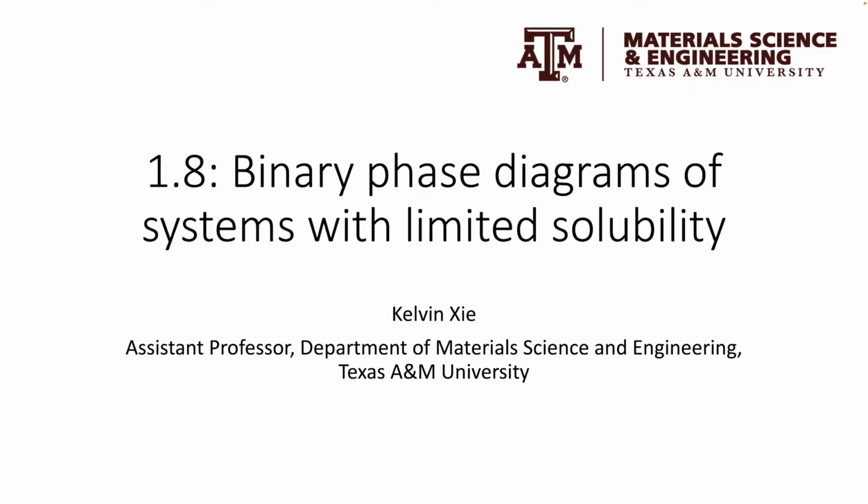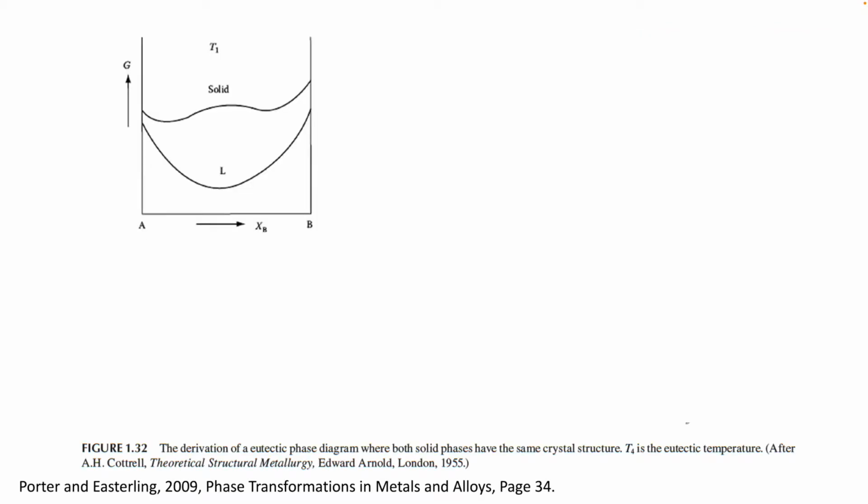A few videos ago, we looked at the binary phase diagrams of systems with full solubility. In this video, we'll look at the systems with a limited solubility. Again, we'll look at the Gibbs free energy diagrams at different temperatures. The x-axis shows the composition of B, and the y-axis is the Gibbs free energy.